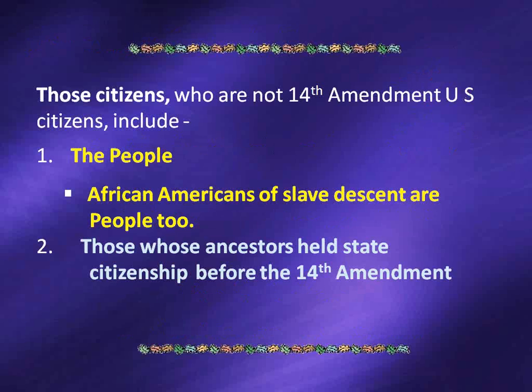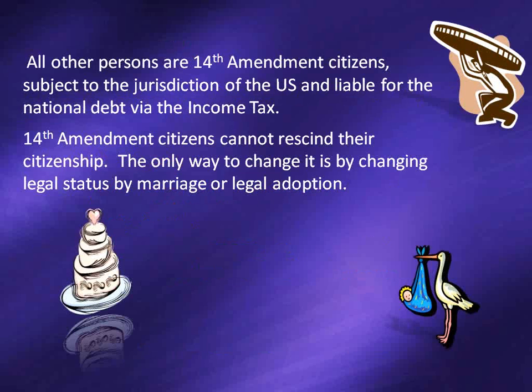We learned that those citizens who are not 14th Amendment United States citizens include the people, and included within the people are African Americans of slave descent. And those other citizens who are not 14th Amendment citizens are those whose ancestors held state citizenship prior to the 14th Amendment. Both of these classes of citizens are state citizens first and not citizens of the United States at all, as 14th Amendment citizens are. All other persons are 14th Amendment citizens subject to the jurisdiction of the United States and liable for the national debt via the income tax.